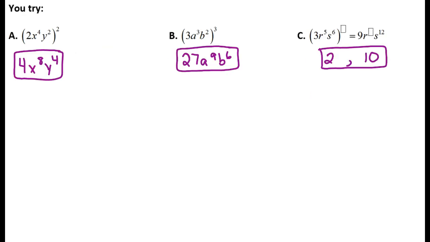For A, you should have gotten 4x to the 8th, y to the 4th. For B, you should have gotten 27a to the 9th, b to the 6th. And for C, in the first box, you should have gotten 2, because 3 to the 2nd power is 9. r to the 5th power times 2, 5 times 2 is 10, so the second box should have gotten 10. 6 times 2 is 12.